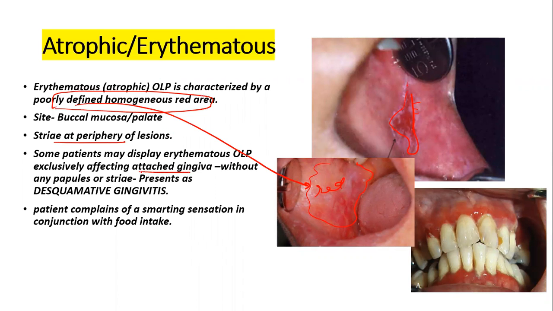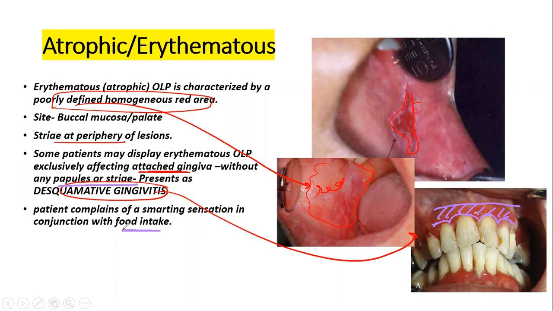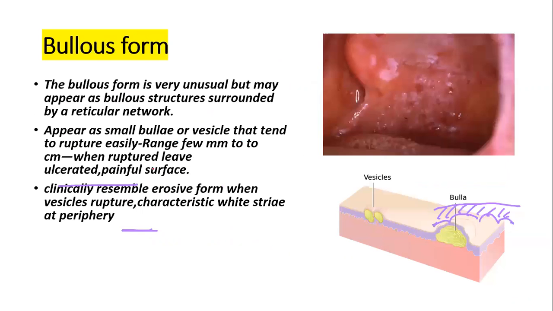When it is associated with the attached gingiva, it is called desquamative gingivitis. So here in this diagram, you have the marginal gingiva, and then you have the attached gingiva where you see a diffuse redness. It is not associated with any striae. Here, the patient also complains of a burning sensation with food intake. Okay, so it is a diffuse red area which may be seen on the attached gingiva also, which is called desquamative gingivitis with burning sensation.